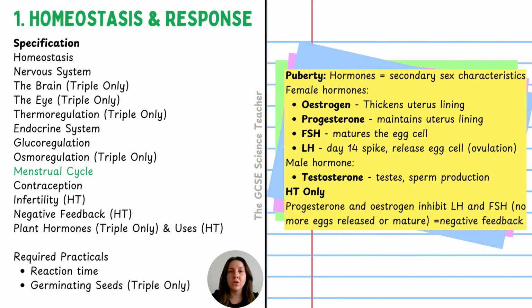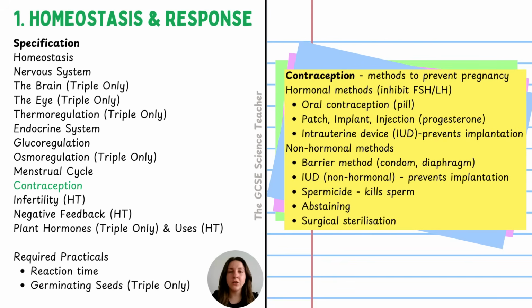For higher tier students, you need to know that progesterone and estrogen inhibit LH and FSH, so no more eggs can be released and mature, and this is an example of negative feedback. Different methods to prevent pregnancy. First are hormonal methods that inhibit FSH and LH, including the contraceptive pill or the patch, the implant, the injection that contain progesterone, and the intrauterine device or IUD that also prevents implantation.